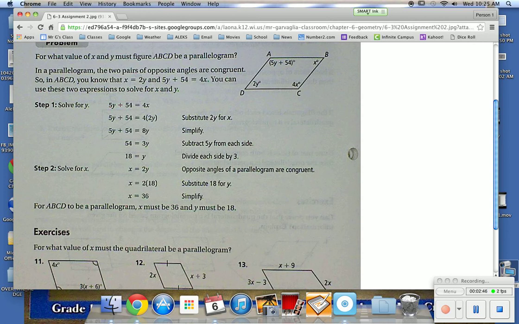What do we know about opposite angles? They're the same. So we can set 4x equal to this, and we can set 2y equal to this, right? Now, once we have them set equal to that, can we combine them?